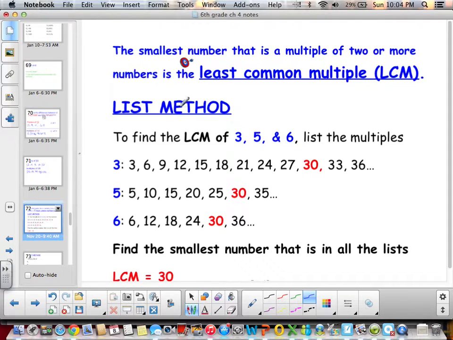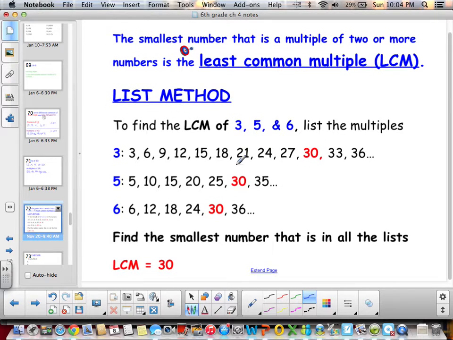So there's two different methods. One is the list method. So write down the list method. If you want to write all of this down, that's fine. Otherwise, we're going to be doing two other examples of the list method. If we want to find the least common multiple of 3, 5, and 6, we're going to list out the multiples just like we did on the previous slide.